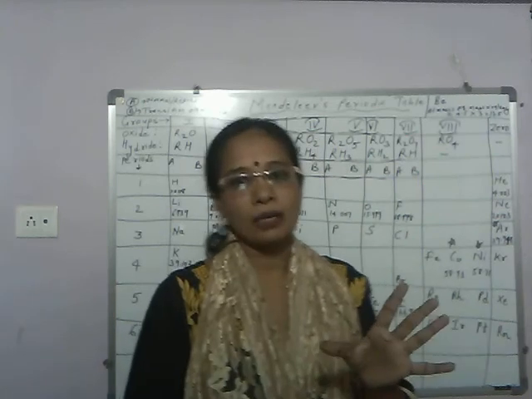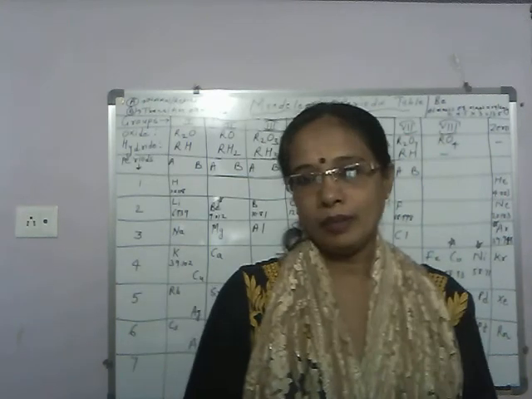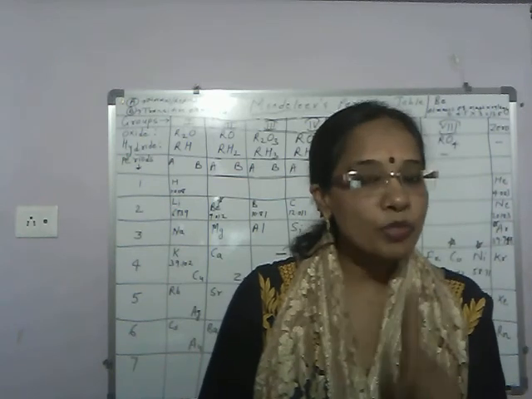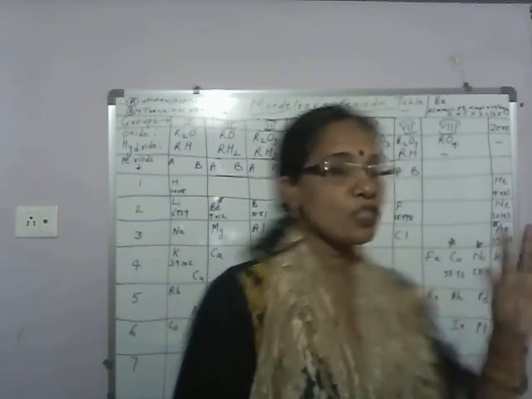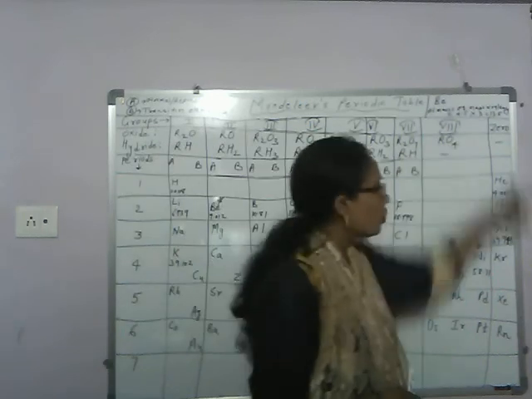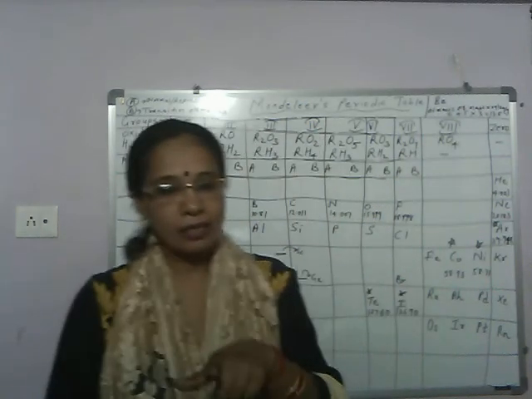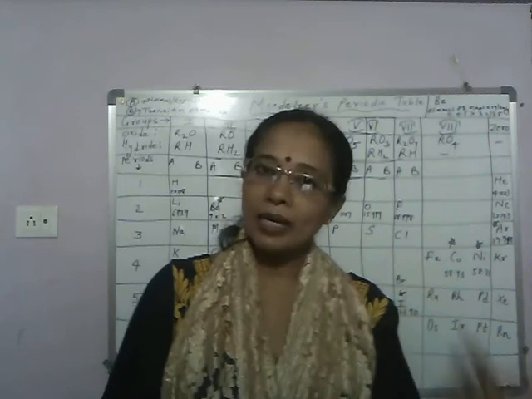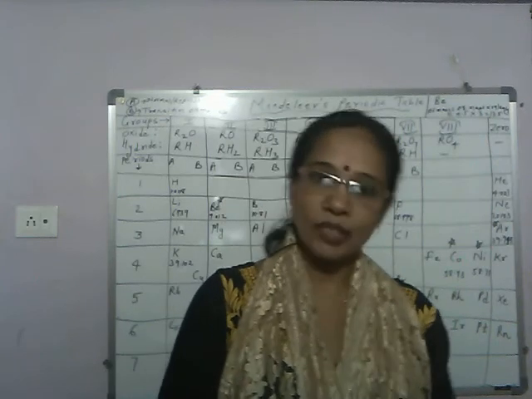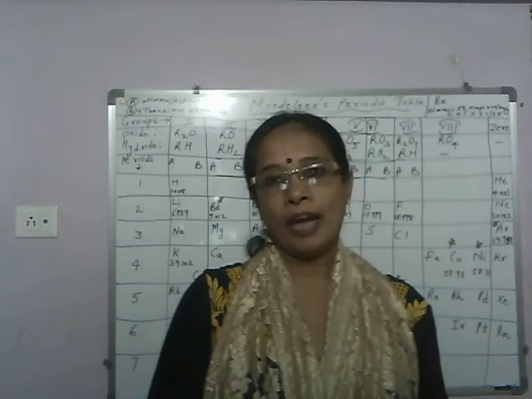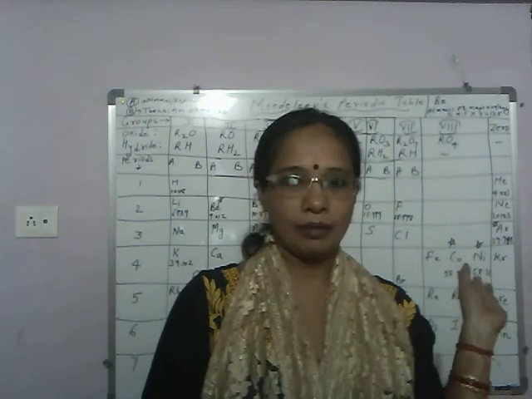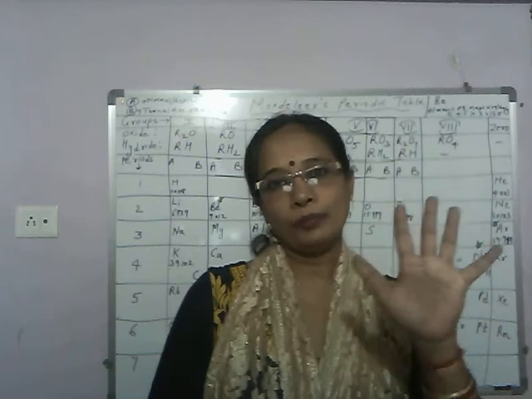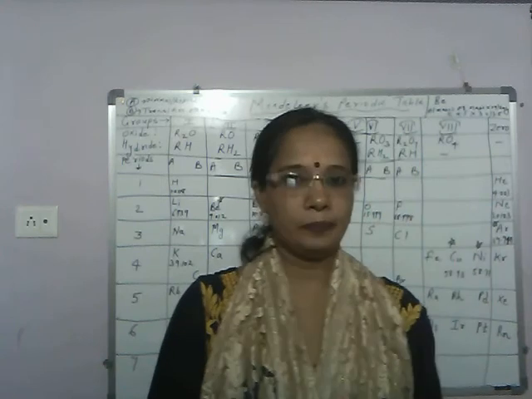So if the question comes, how many groups are there in Mendeleev's periodic table? You will not write 9. How many groups were there? 8. 8 vertical columns. The 0 group in which noble gases are placed was added later on when noble gases were discovered in the year 1900. And when Mendeleev framed this table, how many vertical columns were there? 8. Group 1 to group 8.